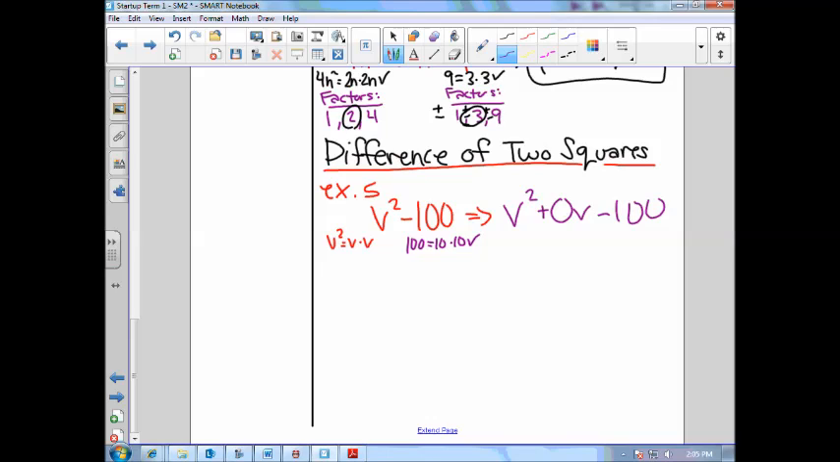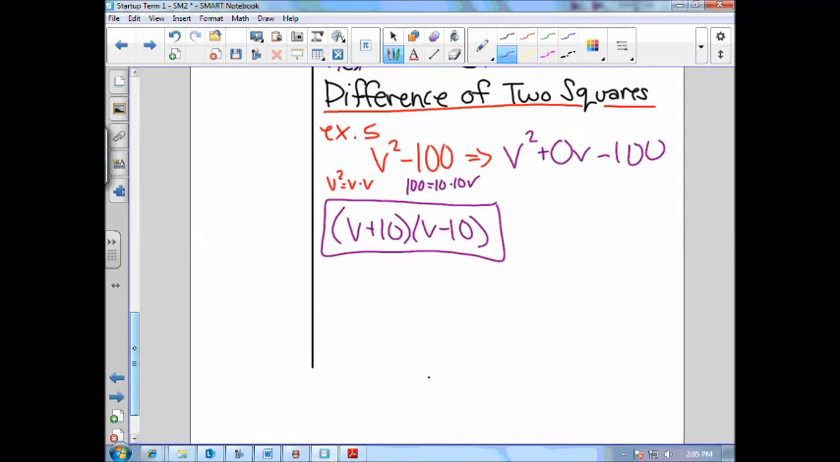Okay, so how many of them would have the subtraction sign? Is it going to be negative 10 minus 10? So they both don't get a negative sign. How many gets a negative sign? One has to be negative and the other one has to be positive. So our answer looks like this. V plus 10, V minus 10. You see? One is positive, one is negative.